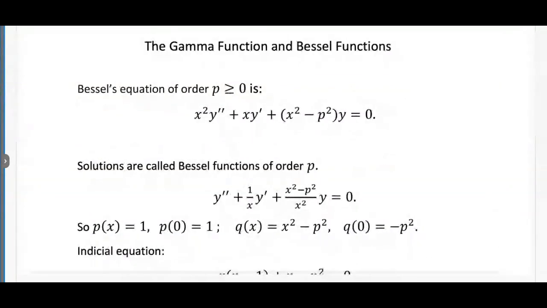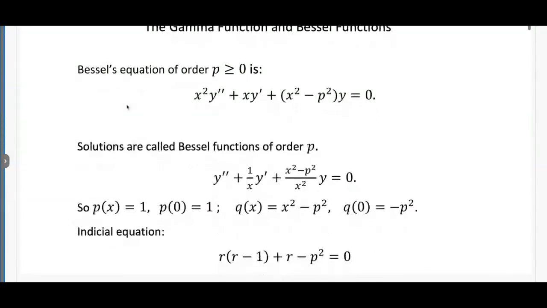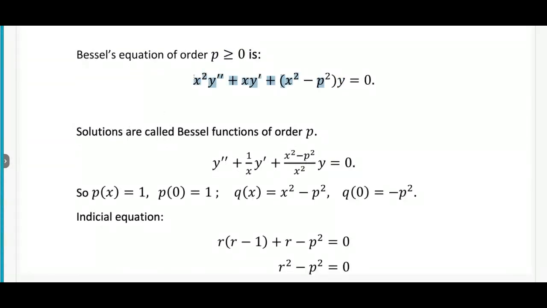Okay, so the gamma function and Bessel functions. The Bessel equation of order p, where p is greater than or equal to 0, is of this form. Remember, x squared is the coefficient of y double prime, x is the coefficient of y prime, and x squared minus p squared, where p is some non-negative number, is the coefficient for y, and this equals 0. Solutions to differential equations like this are called Bessel functions of order p.